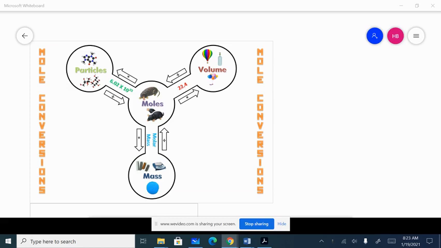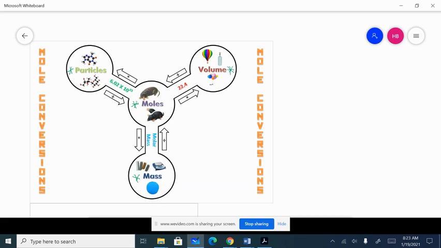Good morning, Honors Chem. We're going to talk about mole conversions one more time, and this time we're going to do some two-step mole conversions. So let's remind ourselves what we've learned so far: how to change particles to moles, moles to mass, moles to volume, and so on and so forth. Here are the 4 things that we have dealt with: particles, moles, mass, and volume.